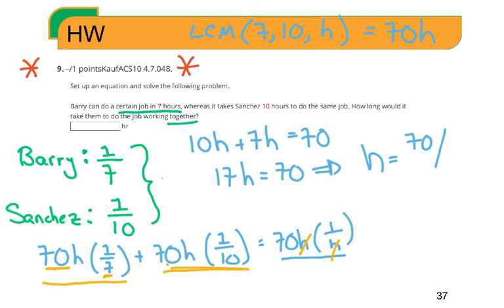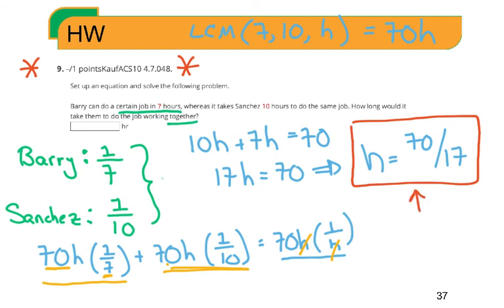So what is H? 70 divided by 17. Now, this is weird. This is how you're going to enter your answer in WebAssign. You're just going to put in the numbers and use your slash key. Because sometimes WebAssign is wacky. They don't give you the fraction option. So you have to just enter it like that. And don't enter a decimal because this is a huge decimal. So you want to enter a fraction like this.